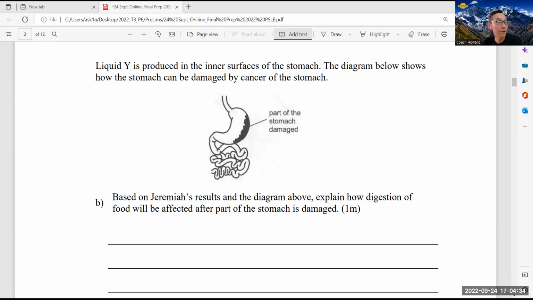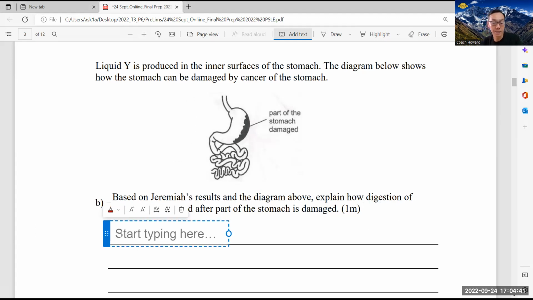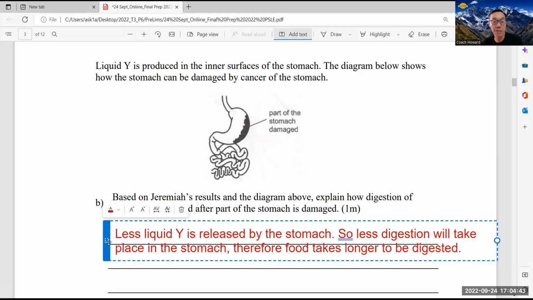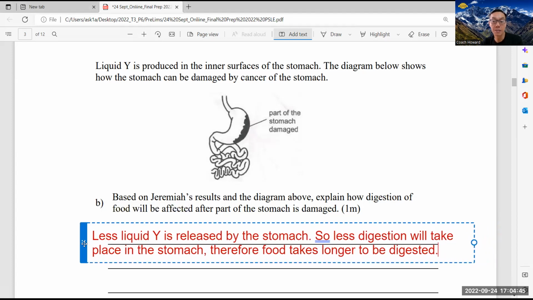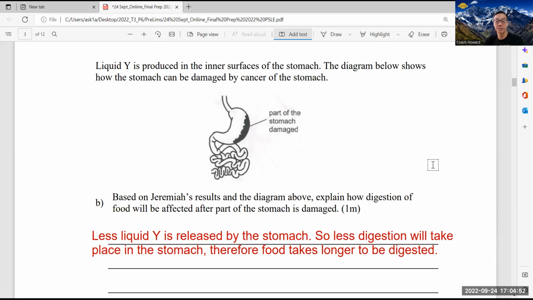Because part of the stomach is damaged, it means that less liquid Y will be released, correct? So you say that less liquid Y is released by the stomach, so less digestion will take place in the stomach. Therefore, food takes longer to be digested. This part is simple. I give you a few seconds more to jot down the answer as I send over the screenshots.